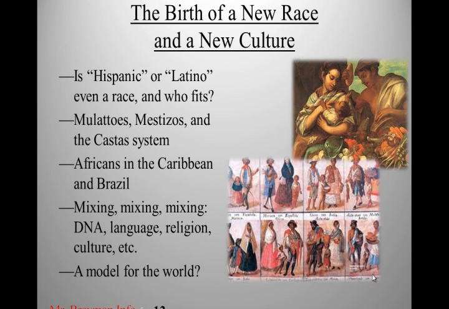And so we talk about mulattoes, which are mixes of African and Native American and Spanish blood, or we talk about mestizos, which are mixes of Spanish and Native American blood. Fascinating as you look at people throughout Latin America and talk to people about their ancestry. It's just really interesting. And so when we look at Latin America, we're really looking at a lot of mixing. Mixing of DNA, mixing of language, mixing of religion, mixing of culture.